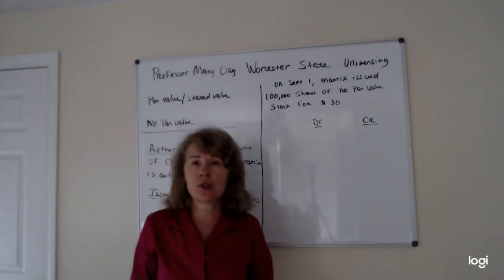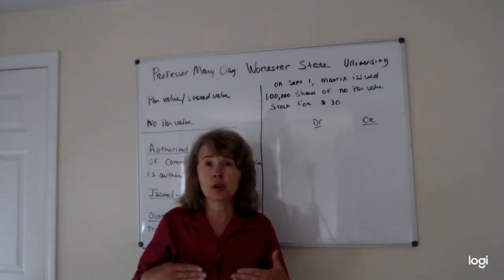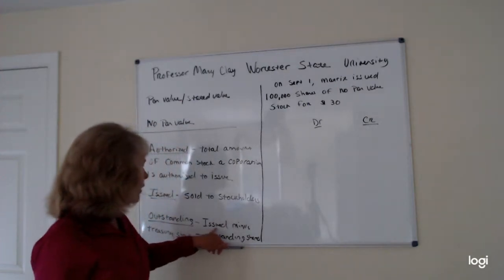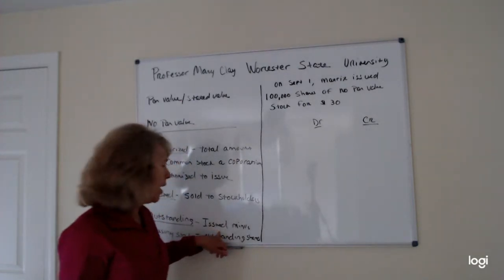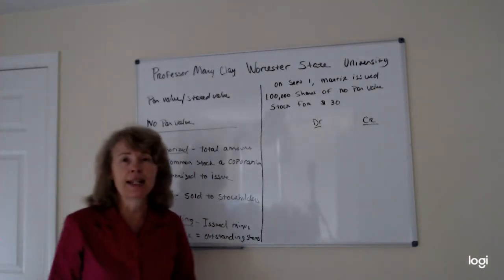Outstanding shares of stock are stock that are still in the hands of stockholders. Let me show you how you get it. So write this in your notes. You're going to take issued shares minus treasury stock, and that will equal outstanding shares of stock.